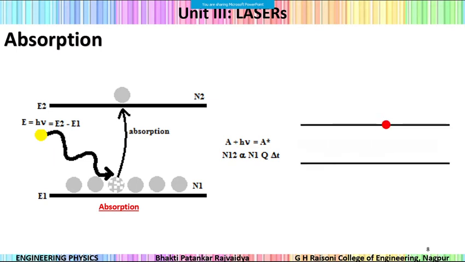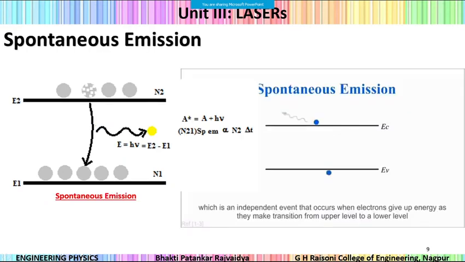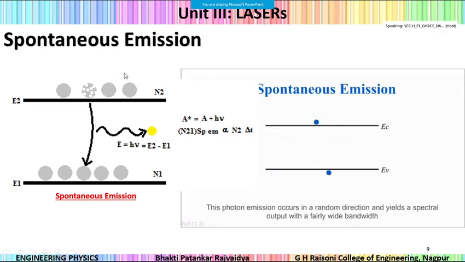So this is the first quantum process. Okay? Shall we move ahead for the next quantum process? Now the next quantum process is emission. Emission is of two kinds, spontaneous emission and stimulated emission. I told you the meaning of both spontaneous and stimulated in the previous slide.